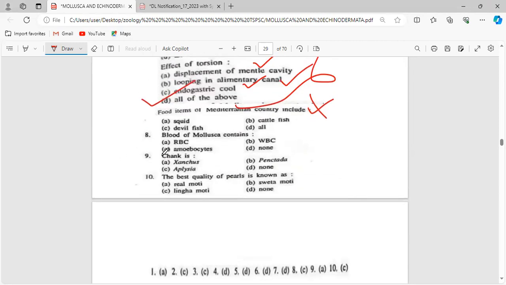Now, this is blood. Blood of mollusca contains which type of cells? RBC, WBC, and amoebocytes. Very good. The answer will be amoebocytes.